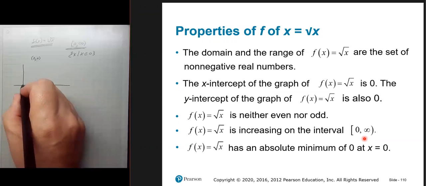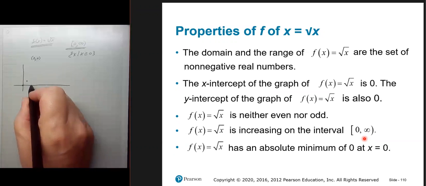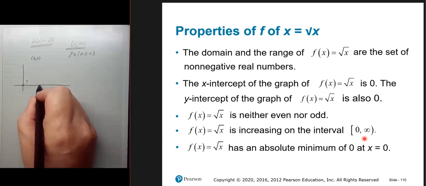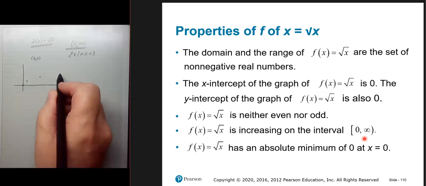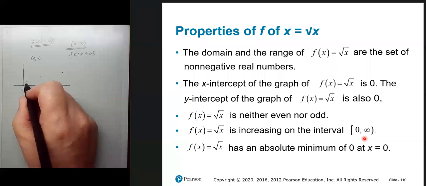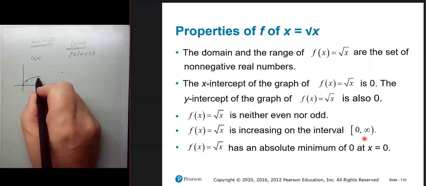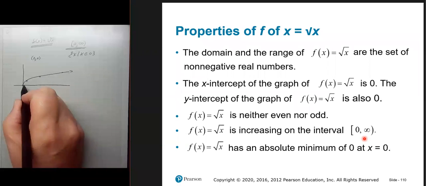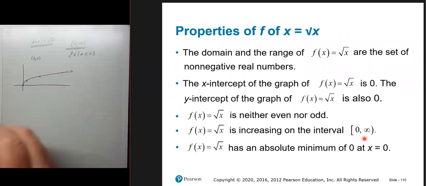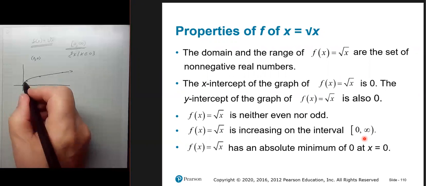So the graph of this: at 0, it's 0, at 1, it's 1, at 4, it's 2, and at 9, it's 3. And so the graph of it looks something like this. And that's a closed dot, not an open dot.